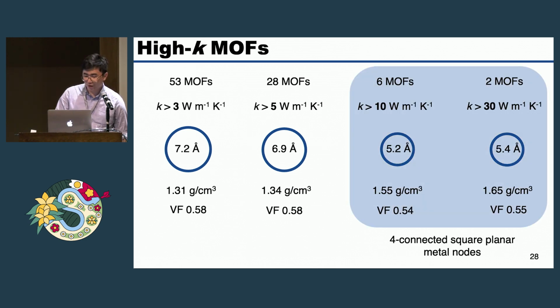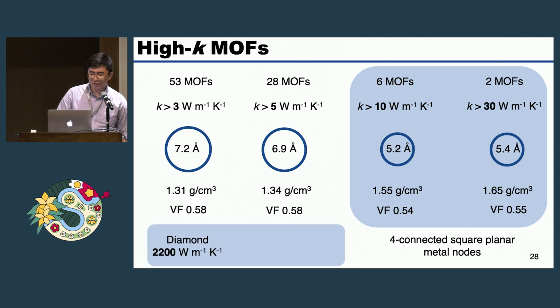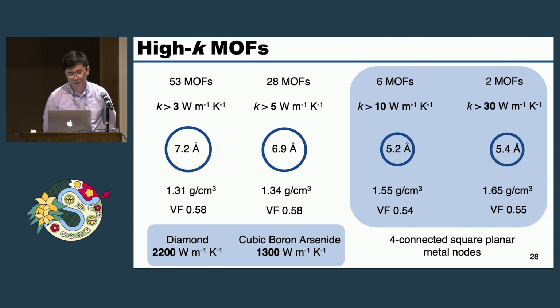So we found that the 6 MOFs, including the 2, have 4 connected square planar metal nodes. Interestingly, diamond, the best known heat conductor material, and the recently found cubic boron arsenide, another best known heat conductor material, they both have 4 connected atoms. So we believe that these 4 connections are very special for high thermal conductivity, and there is no paper that studied the impact of this 4 connected topology on heat transport. So we don't know why 4 connected shows high thermal conductivity, but we have our own hypothesis, which I'll talk about in a moment.